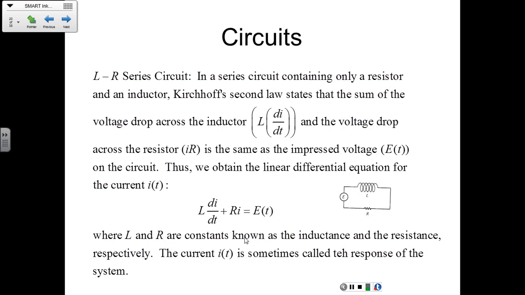L and R are constants known as the inductance and the resistance, respectively. The current, which is I of t, is sometimes called the response of the system. The response of the system. So an LR series, this is your setup here.